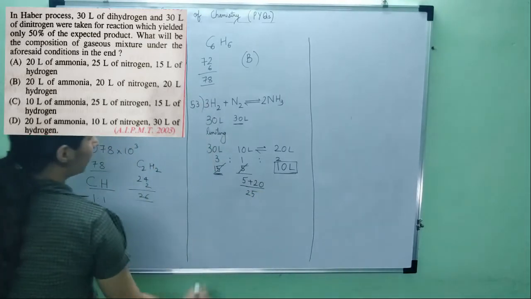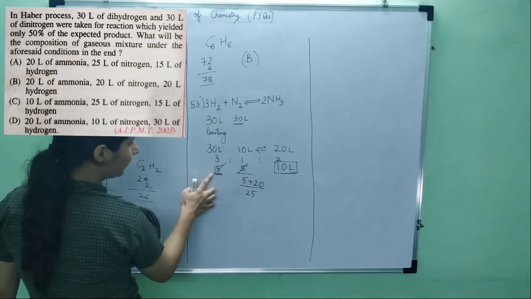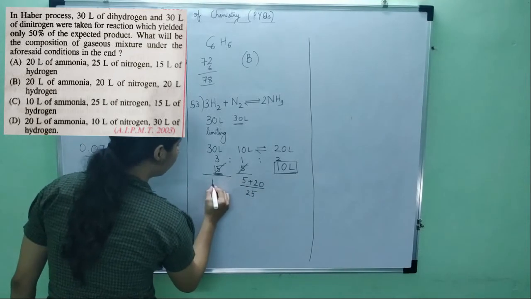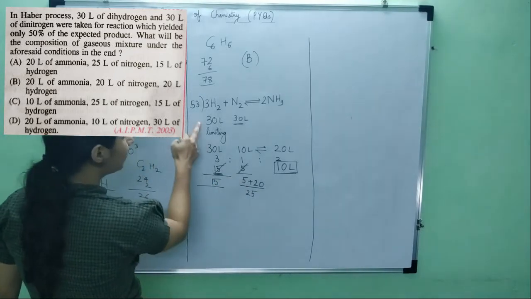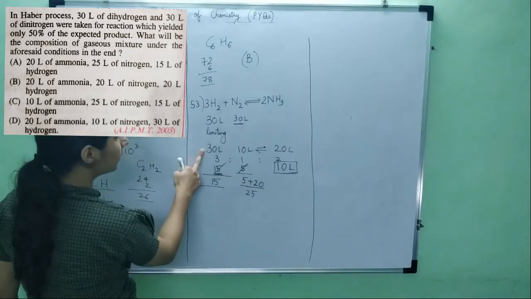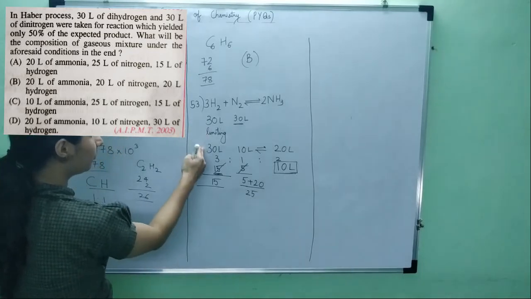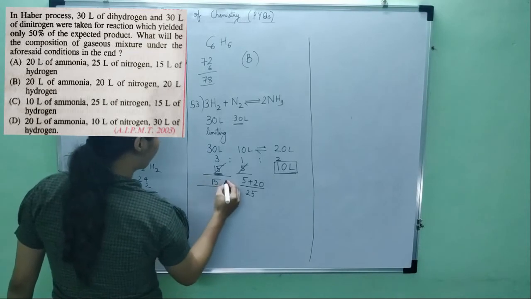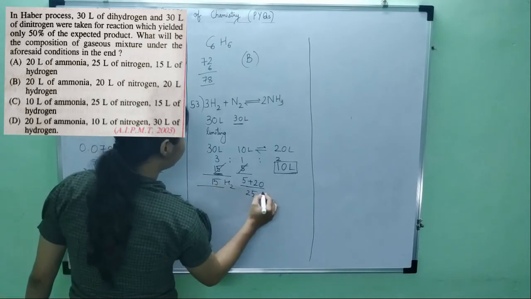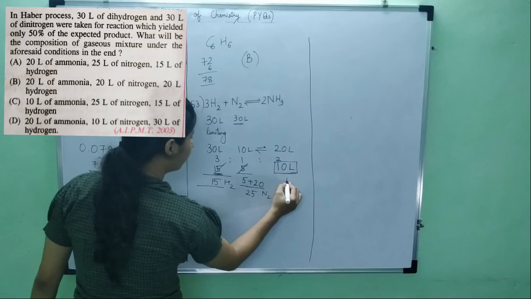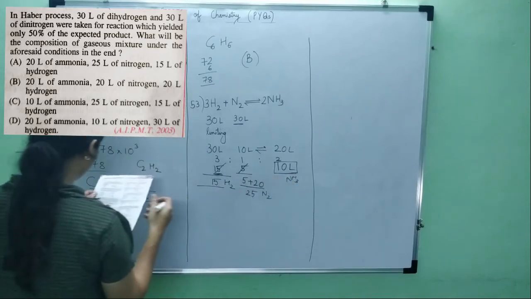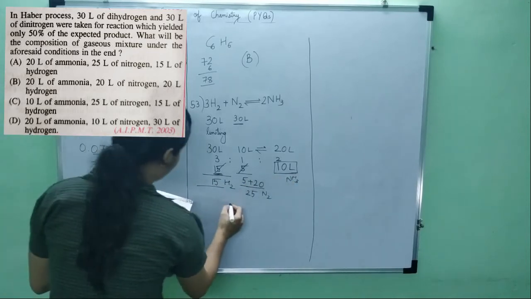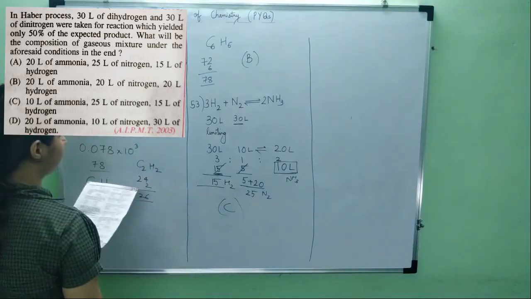So how much? 5 plus 20, so how much is remaining? 25. Now if you see here, from 30, 15 has reacted. So how much is remaining? Only 15. And initially also it was 30, so all of 30 is taken out. So it's not that from this also some part is remaining, no. So 15 is for hydrogen, 25 is for nitrogen, and 10 is for ammonia. So if you see which is the option, so C is the option. Okay, so C is the right answer.